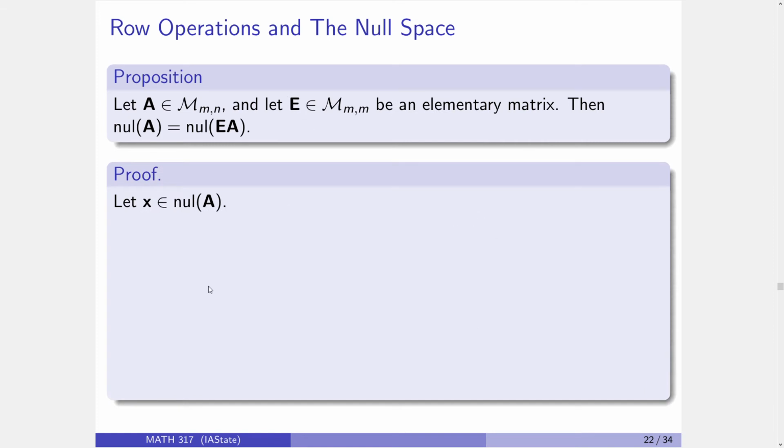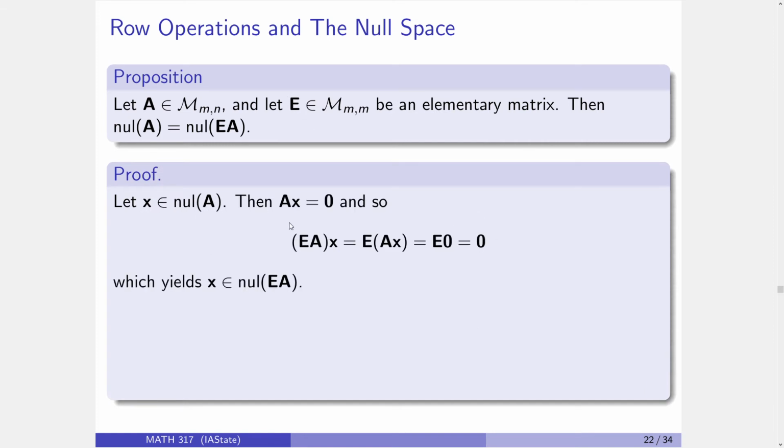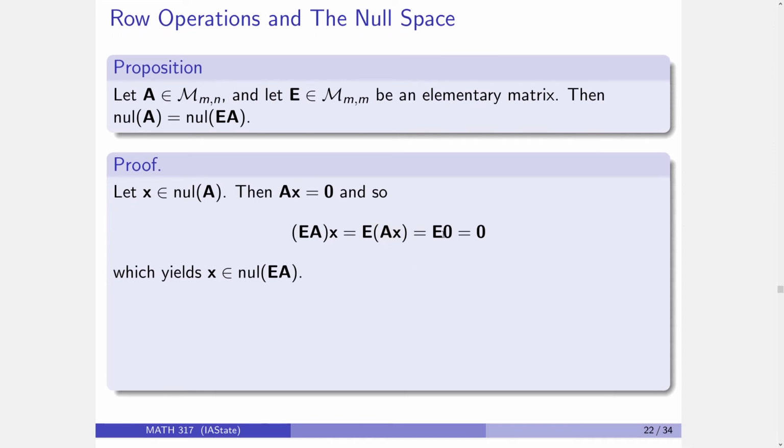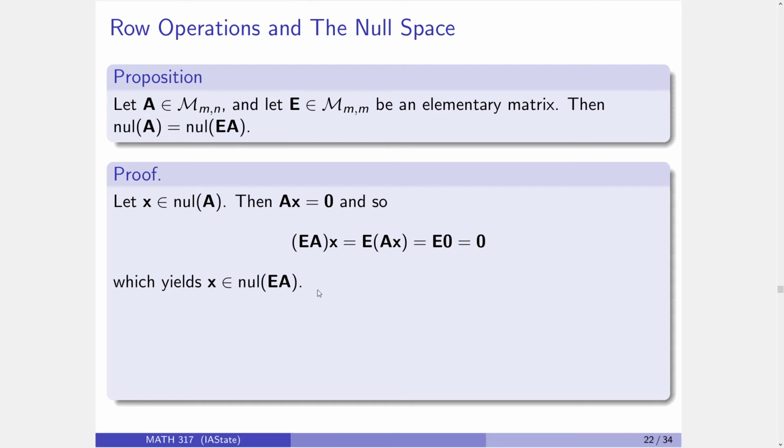All right, this is actually super easy to prove. Let's say you've got something in the null space. That means A times X is equal to 0. Multiply by your elementary matrix. Matrix multiplication is associative, so I can move the parentheses over. That's equal to 0, so we get 0, and we're done. So if you're in the null space of A, you're in the null space of E times A. And again, EA here is just A after a row operation has been performed.